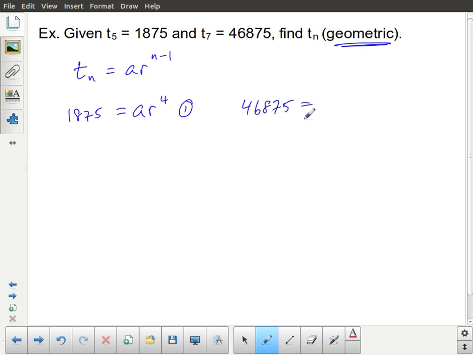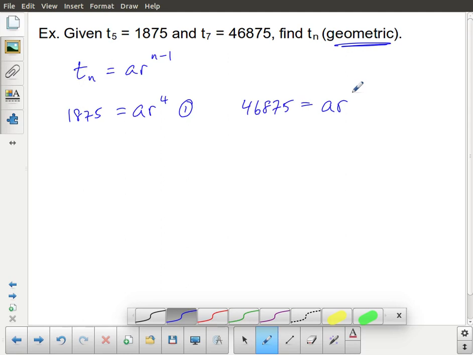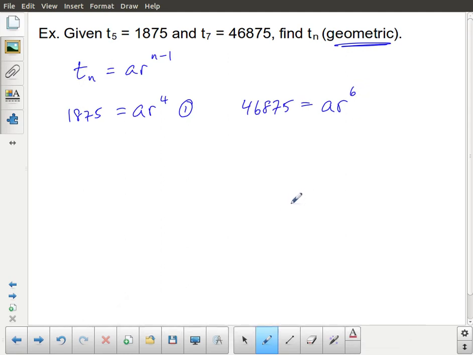46875 is going to be equal to a r to the, well, this is T6, so that would mean 6 minus 1 would be 5. I did this wrong, didn't I? Oh no, it's T7, my mistake. It's 7 minus 1, which is going to give me 6. And I'm going to call that equation 2.